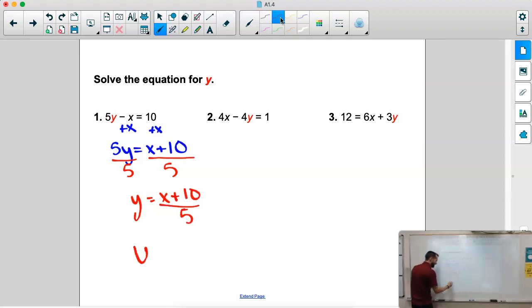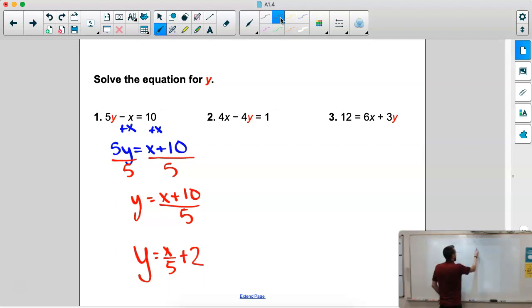If I'm going to write this, and I want you guys to see this answer, if I divided both by 5, it would be x divided by 5 plus 2. 10 divided by 5 is 2. I'm going to write them this way. I want you to see it's okay if you leave them this way, but this is a very good answer. And again, later, this is going to be really important. This is how we're going to want things to be. Okay? We'll take a look at this next one here.